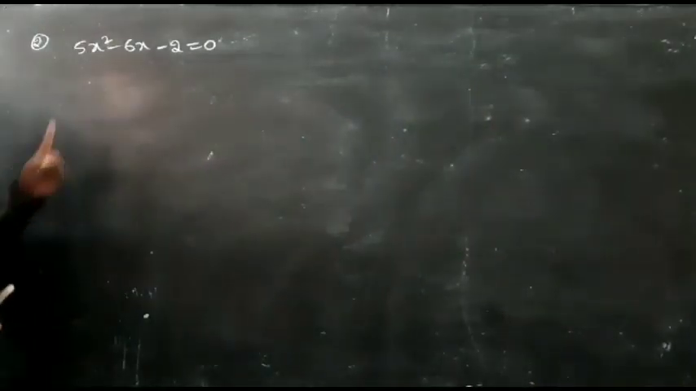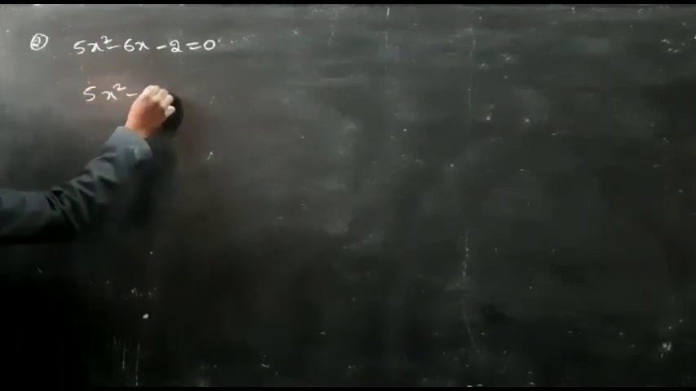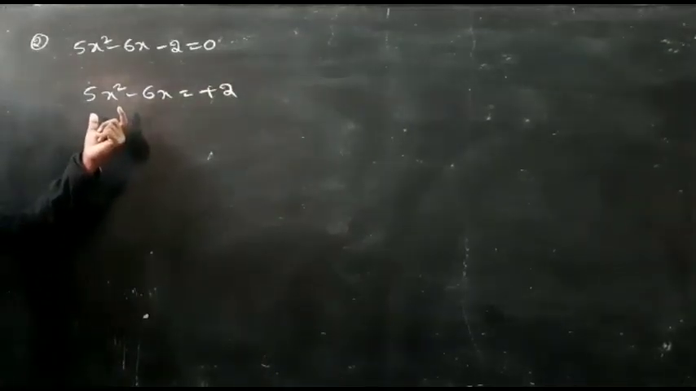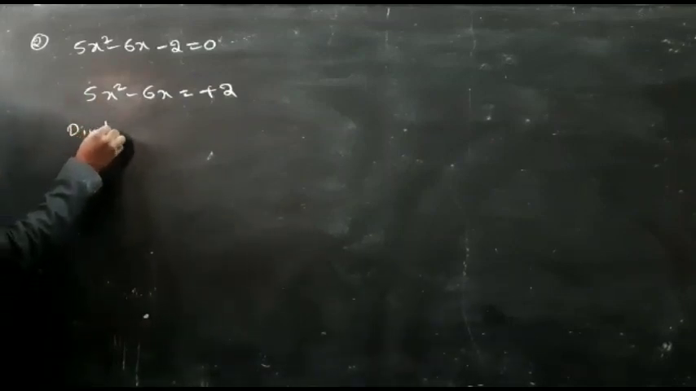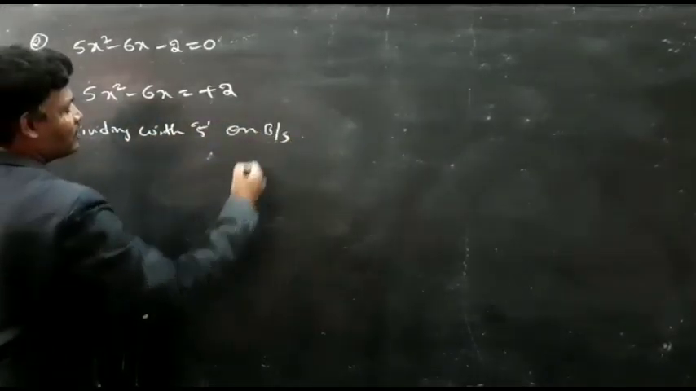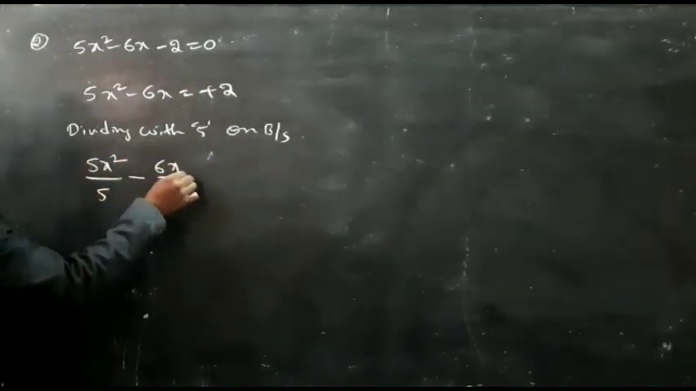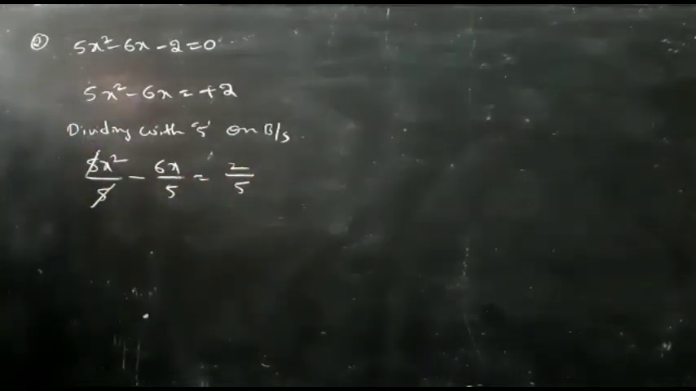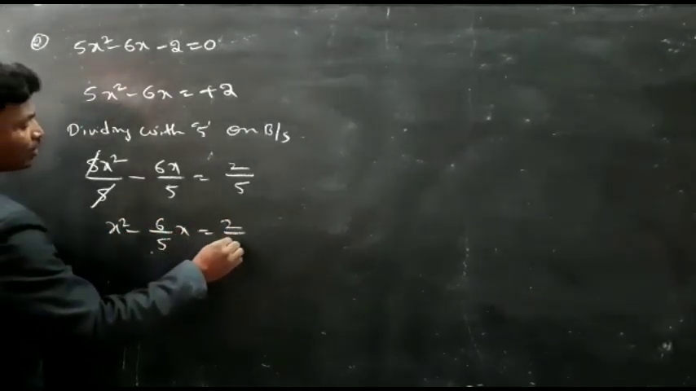So by using step 1, send the constant term to the right side of the equation. So it is 5x square minus 6x is equal to plus 2. Then after, divide by the x square coefficient. Here, what is the coefficient of x square? 5. So dividing by 5 on both sides, it means 5x square by 5 minus 6x by 5 is equal to 2 by 5. Now 5 and 5 get cancelled. What is remaining here? x square minus 6 by 5x is equal to 2 by 5.